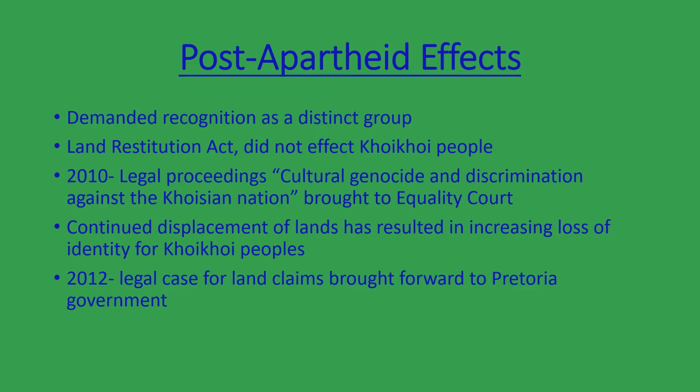They brought forward a case, the Cultural Genocide and Discrimination Against the Khoisan Nation, brought to Equality Court. So in this court case, they were demanding proper title for identity after being called colored, demanded government recognition of leadership, and also for all 18 clans of the Khoikhoi peoples.